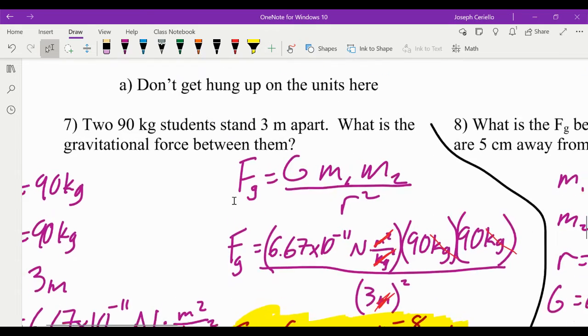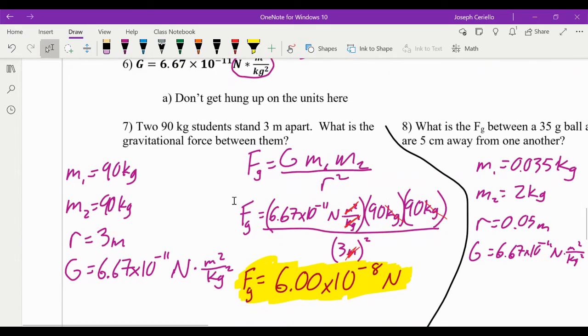So let's try using this equation and big G to quantify the force of gravity. So what is the force of gravity? So M1 is 90 kilograms, M2 is 90 kilograms because each student is a different mass, or an independent mass, but they are equal to each other. R is the distance between them. It's 3. It's not 1.5. It's the distance between them, 3 meters. And big G is 6.67 times 10 to the negative 11 newtons times meter squared per kilogram squared. Again, just the units there.